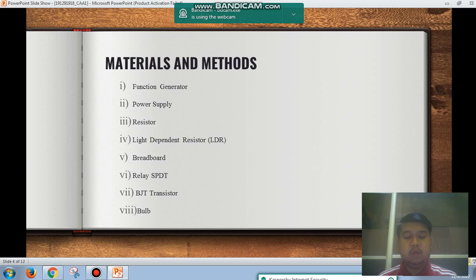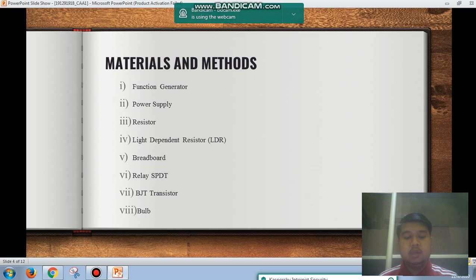Second, power supply. A power supply is an electrical device that supplies electric power to an electrical load. The primary function of a power supply is to convert electric current from a source to the correct voltage, current, and frequency to power the load.